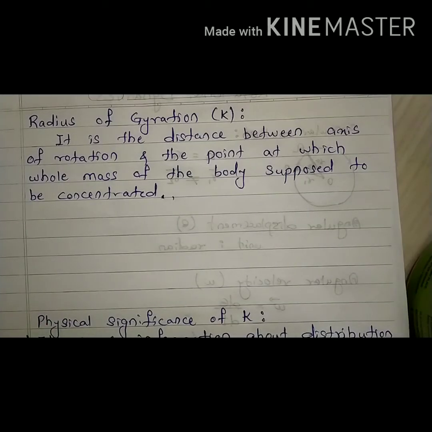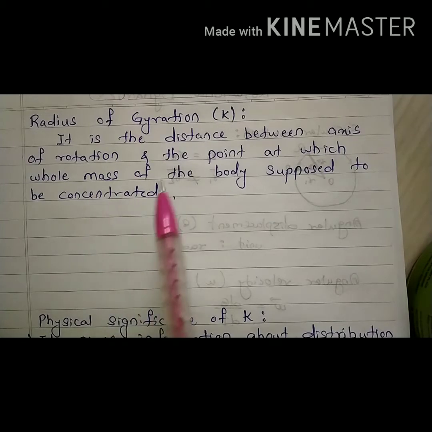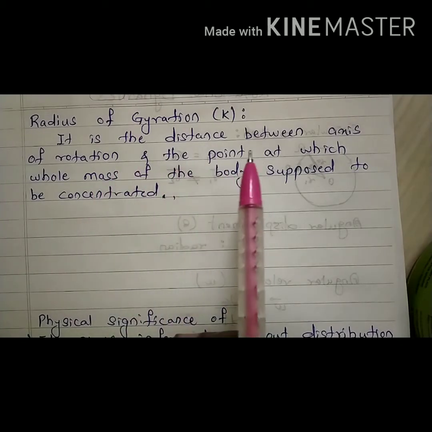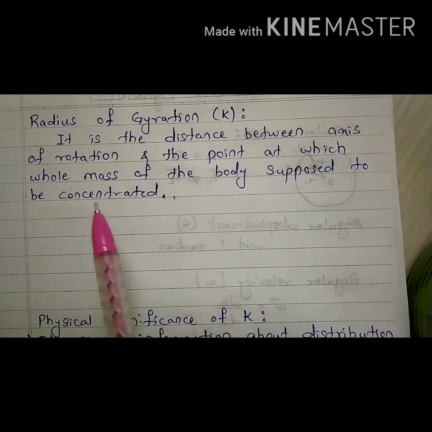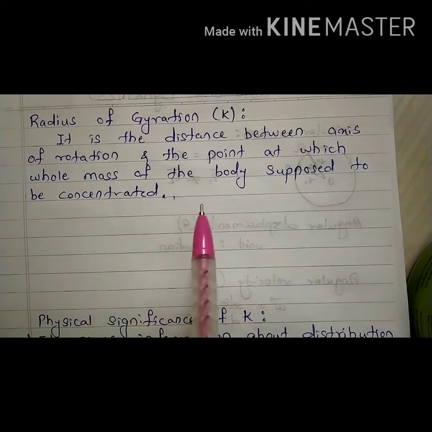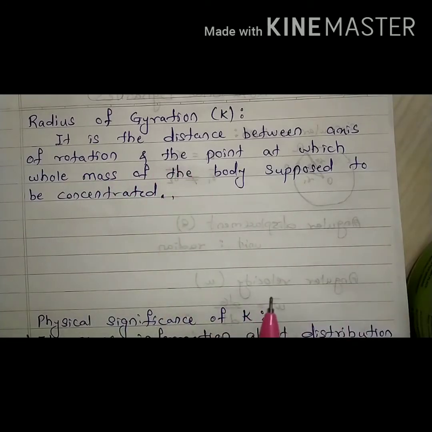So now I am going to continue from last lecture. In that we have seen moment of inertia. Now we are going to discuss radius of gyration, and it is denoted by letter K. Radius of gyration is the distance between the axis of rotation and the point at which the whole mass of the body is supposed to be concentrated. That distance is basically called the radius of gyration.